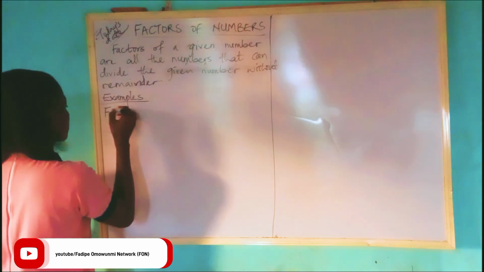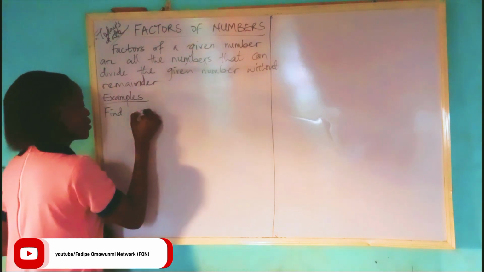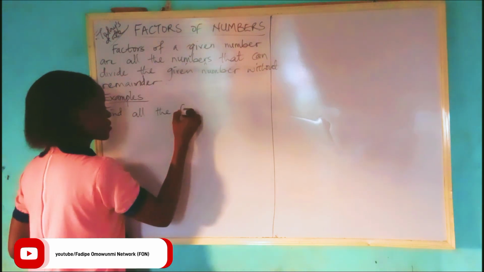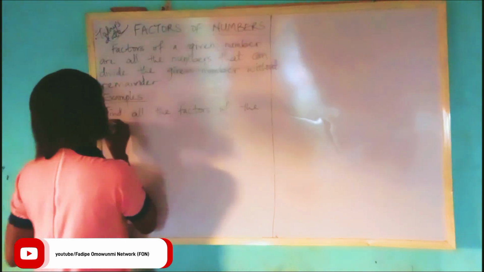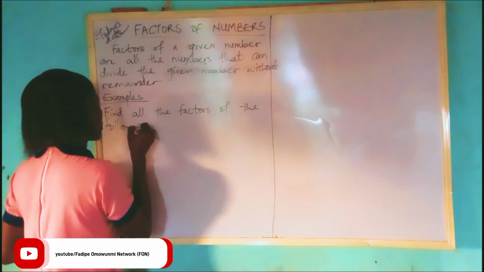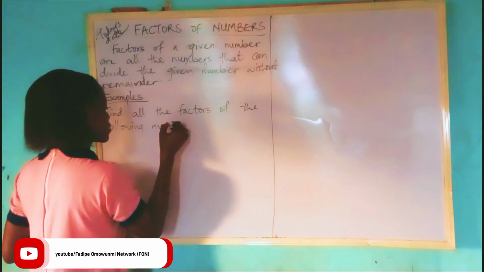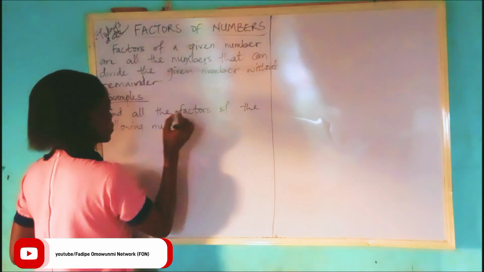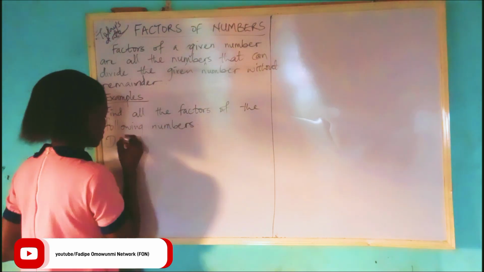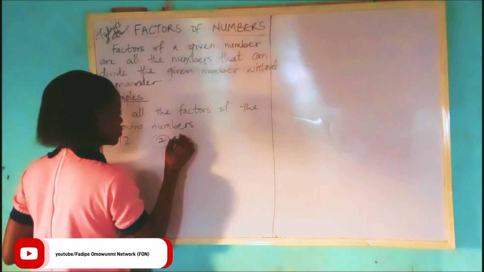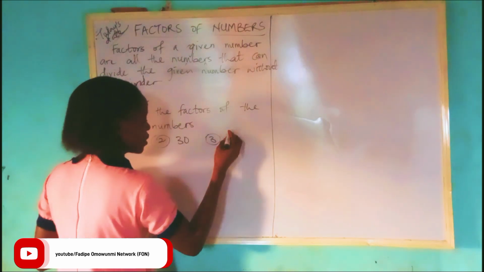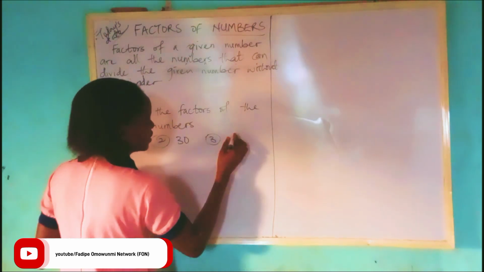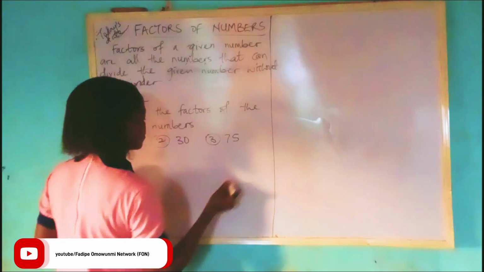Examples. Find all the factors of the following numbers. Let me say number 1, 12, number 2, 30, number 3, let's say 75. Now let's find solution to it.